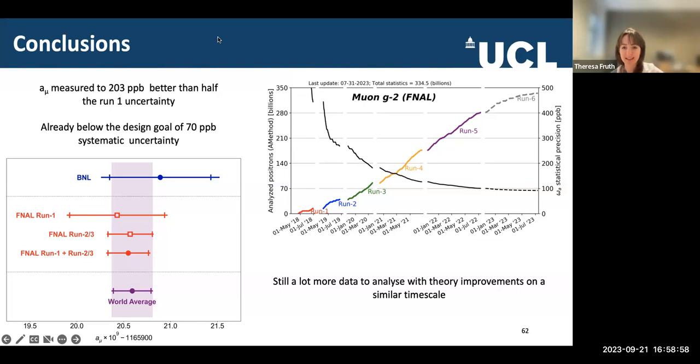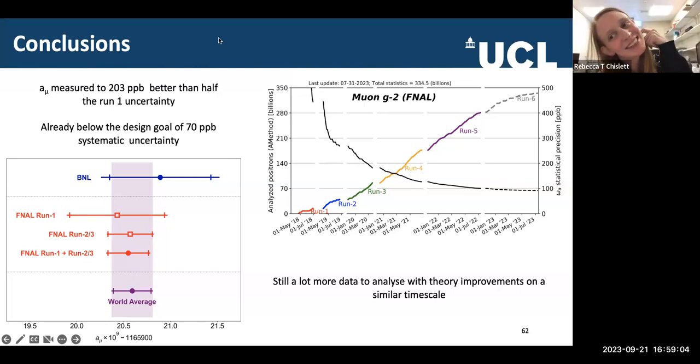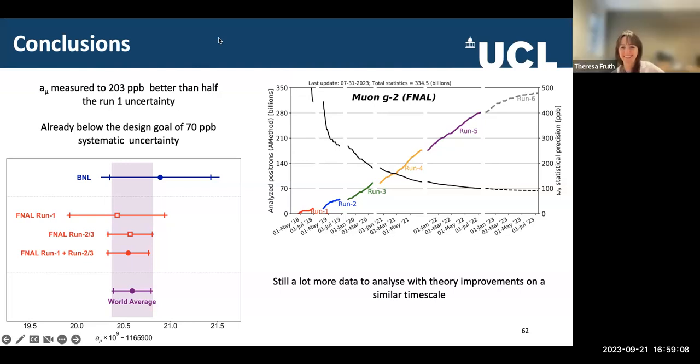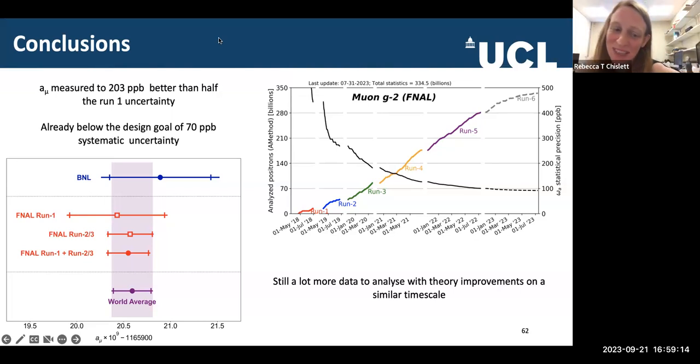Is run 6 the last run, or are you planning to run for longer than that? No, run 6 is the last one. Okay. We started taking it apart. Well, no, there's some magnetic field measurements going on, but the beam is going to muon g-2's successor.